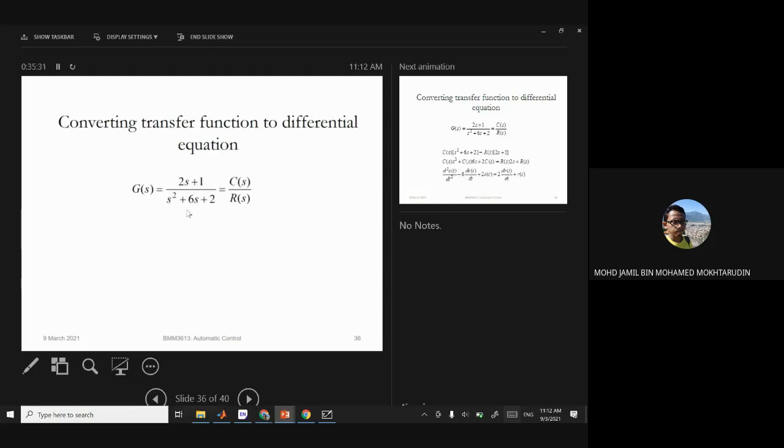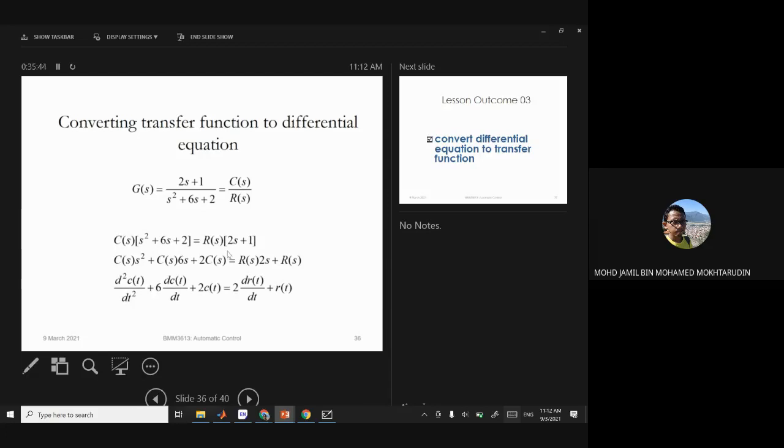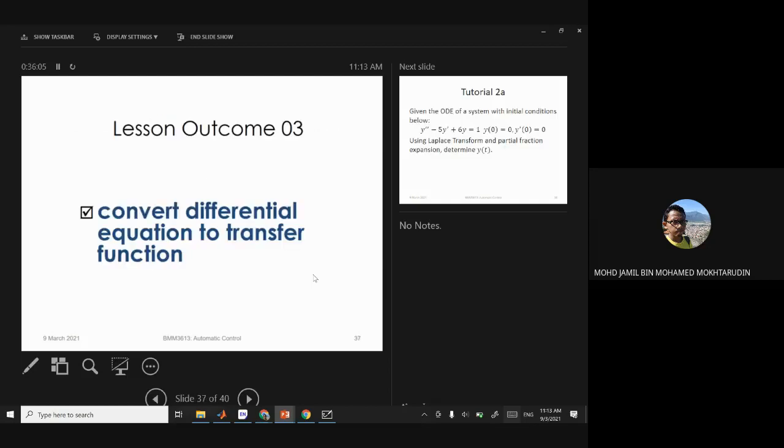So this is another example. You want to convert from transfer function to differential equation. Okay, so the first thing that you need to do is cross multiply and then expand. And then from there you use inverse Laplace transform. So you get it in terms of differential equation. Easy. Okay, so that's the concept of transfer function.